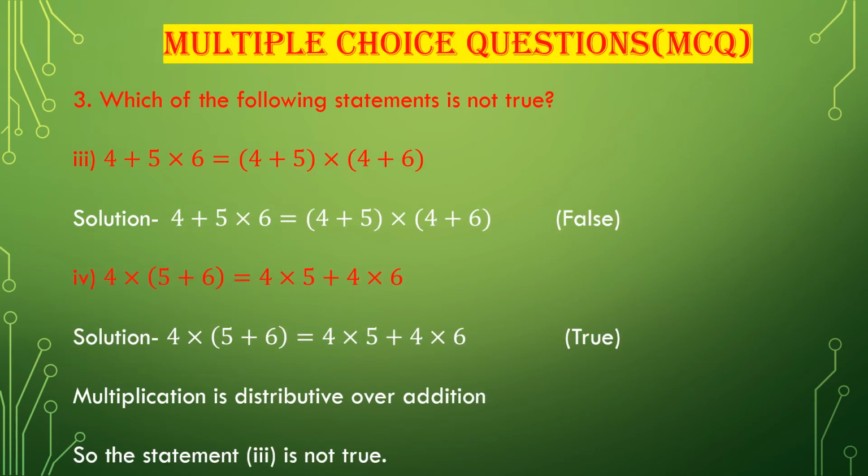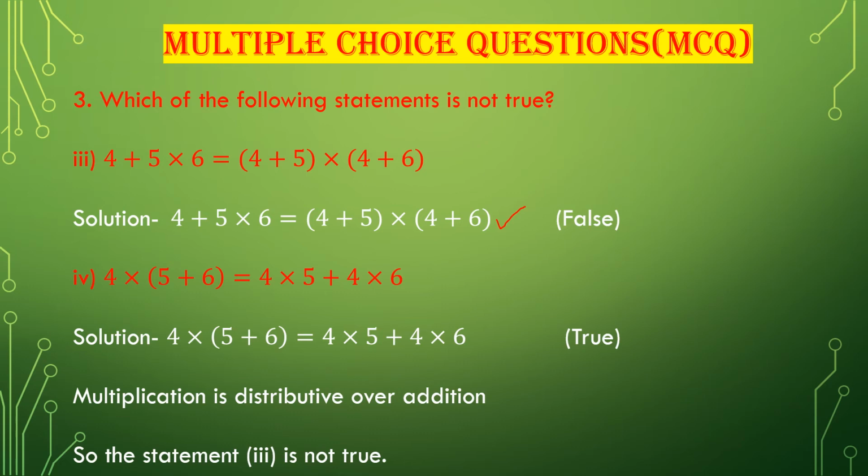Now we will solve question number 3, third bit. 4 plus 5 multiplied by 6 equal to 4 plus 5, that is inside the bracket, multiply with 4 plus 6, that is inside the bracket. This is false.